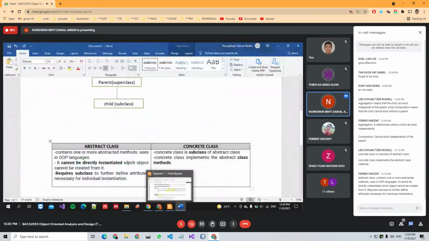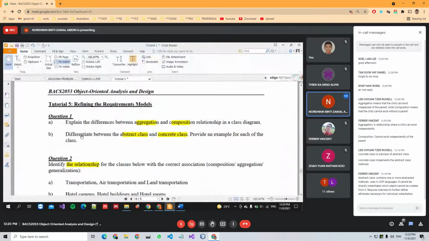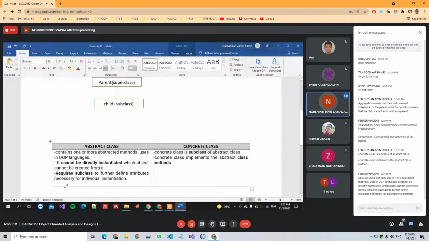Okay, so I think this is enough. So here, differentiate between abstract and concrete class. You should know that, I mean, you can answer your question in this form, so it's easier for you guys.